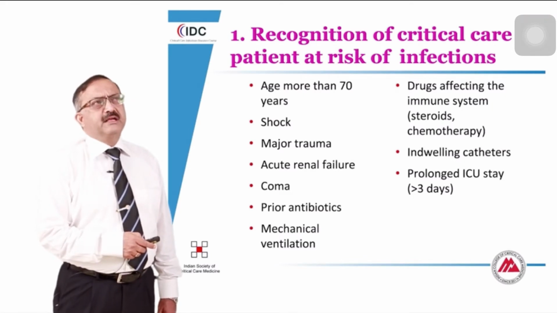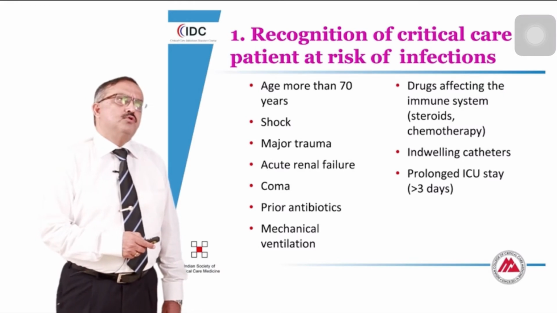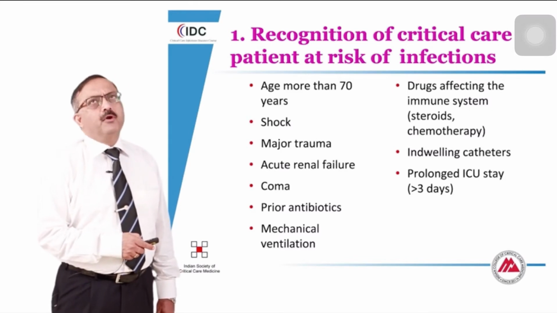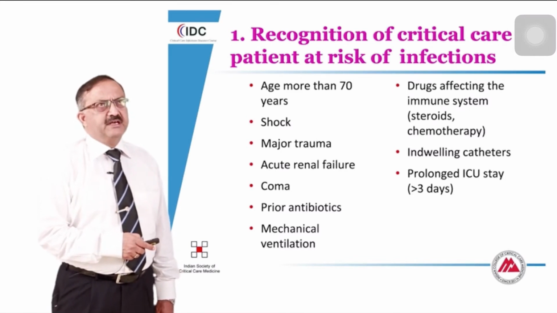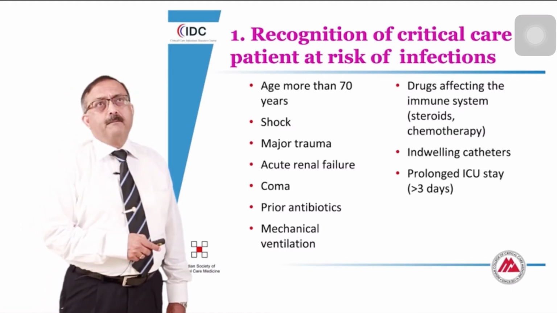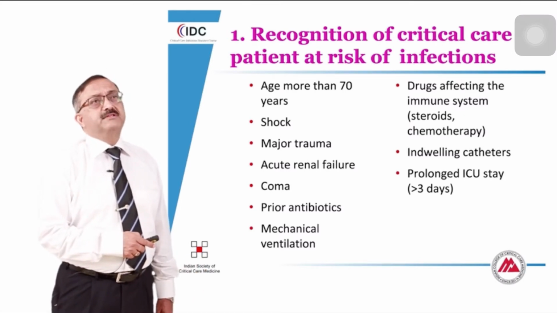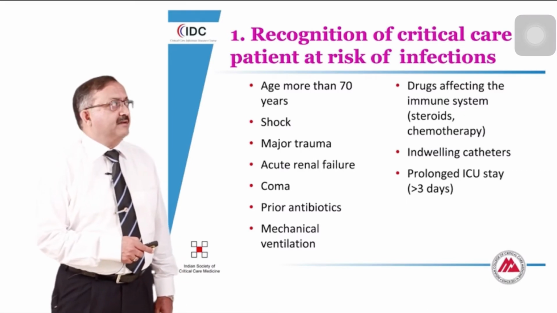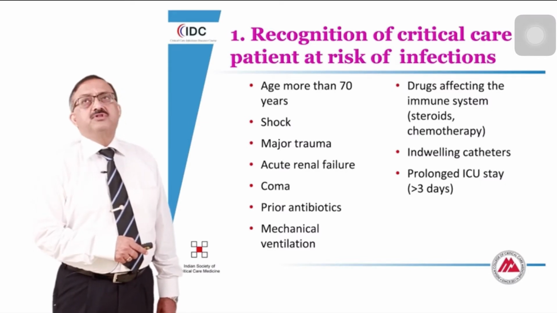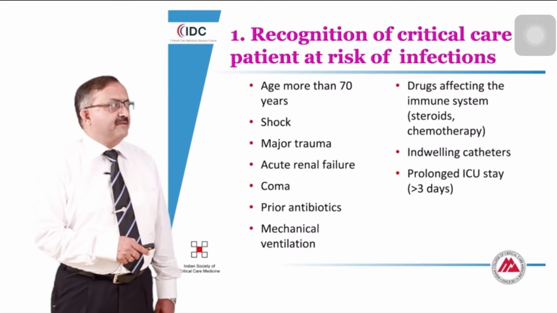The first point is recognition of critical care patient at risk of infection. This is extremely important to judge whether a patient is going to be vulnerable and how vulnerable he will be, depending on the following criteria: old age, more than 70 years, patient in shock, major trauma, renal failure, coma, prior antibiotics. When he is transferred from another hospital, he is liable to more infectious processes and highly resistant infection by MDR organisms. He is already on mechanical ventilation. He is on steroids.